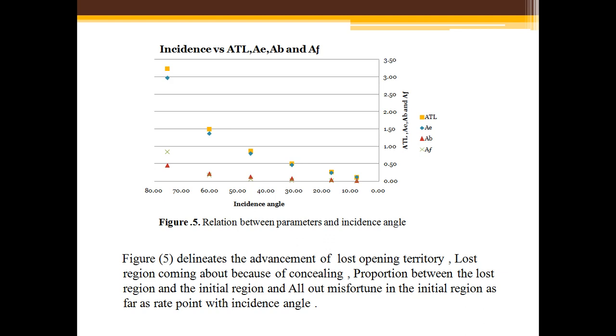And the geometric factor AF has a direct relationship with the total losses in the opening area, where it changes proportionally to ALT. The maximum value is 0.83 at the incidence angle of 75.31, while the minimum value is 0.01 at 7.79.